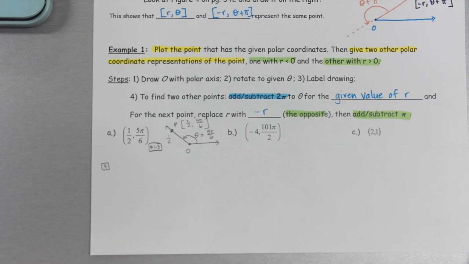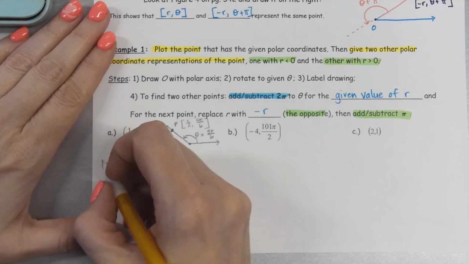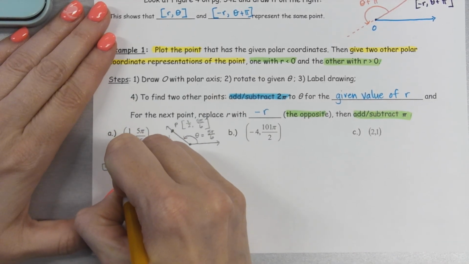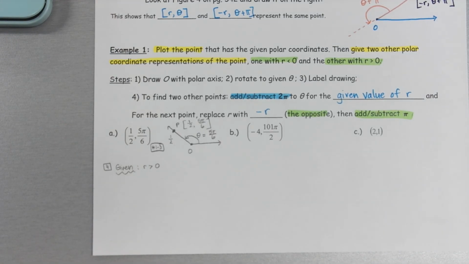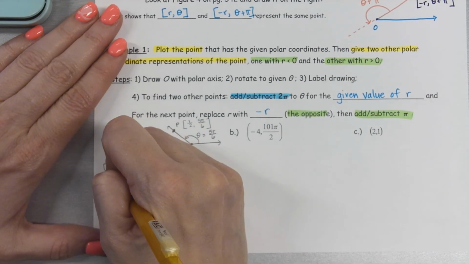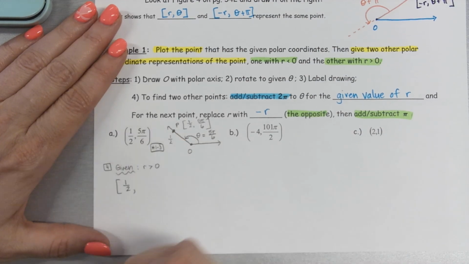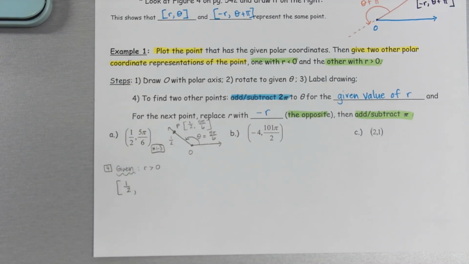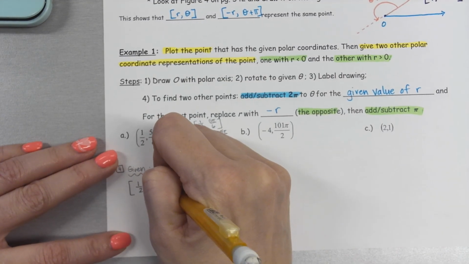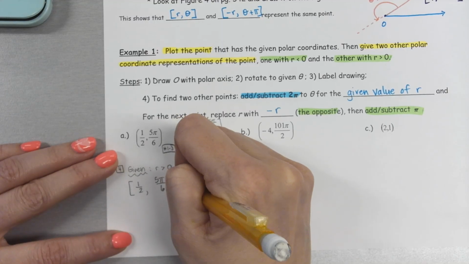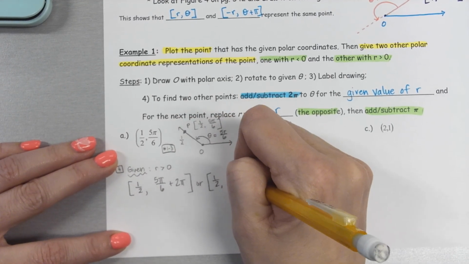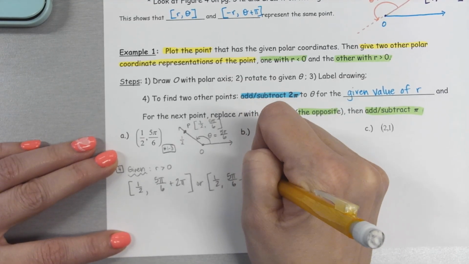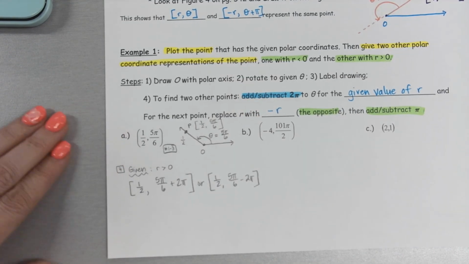So for part A, you are given that r is positive. So you're going to start with that positive value of 1/2. Okay, whatever you are given, you are adding 2π, or you are subtracting 2π, because that would be 1 rotation on the circle. Okay, you want it to be the same place. So we're going to do [1/2, 5π/6 + 2π], or we can do [1/2, 5π/6 − 2π].